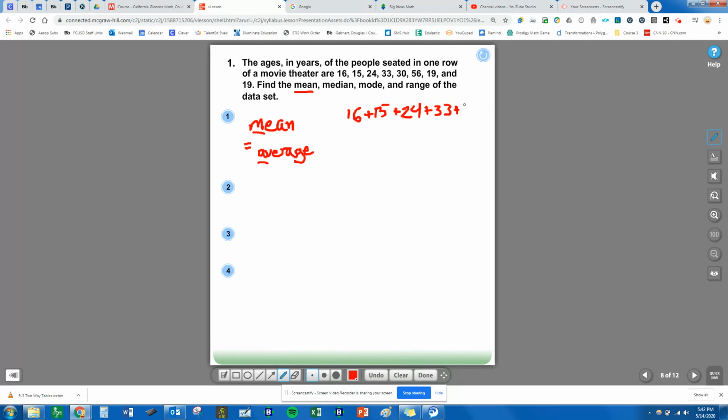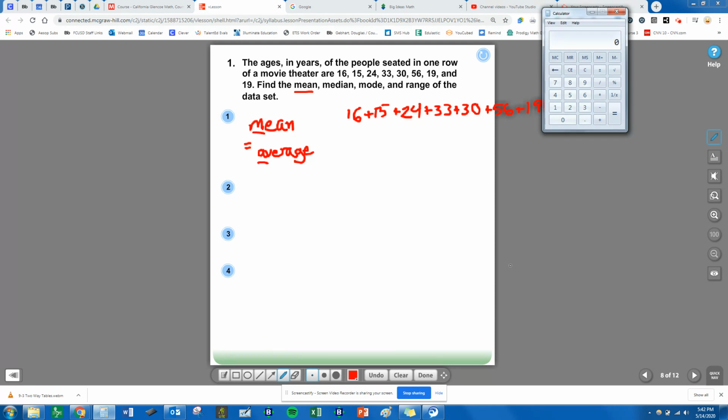So I would take the sum of all these, 56 plus 19 plus 19. And even though 19 is repeated, I'm still going to do it twice. Oh, I can't draw that far right. Okay. So first I find the sum of those. Go ahead and calculate the sum and type your answer on the right. Okay. And you should have come up with 16 plus 15.